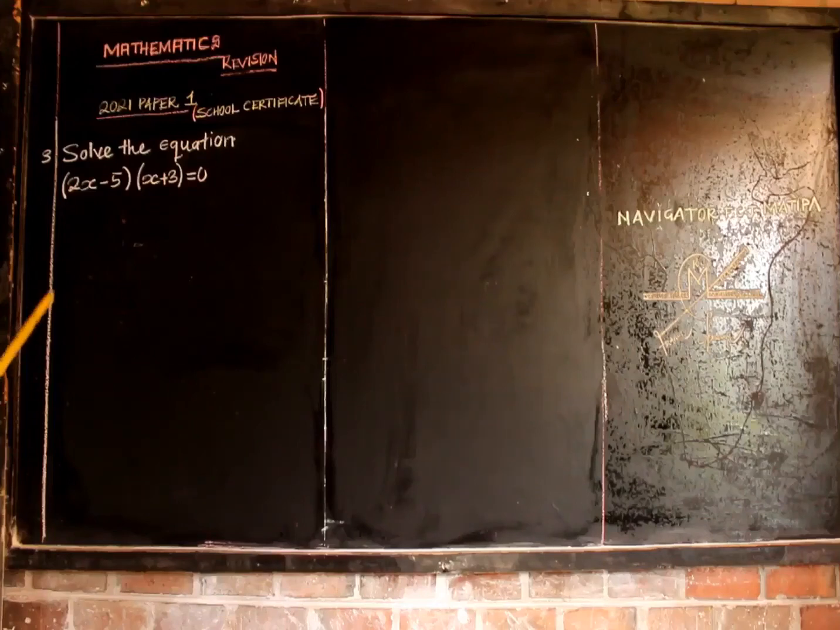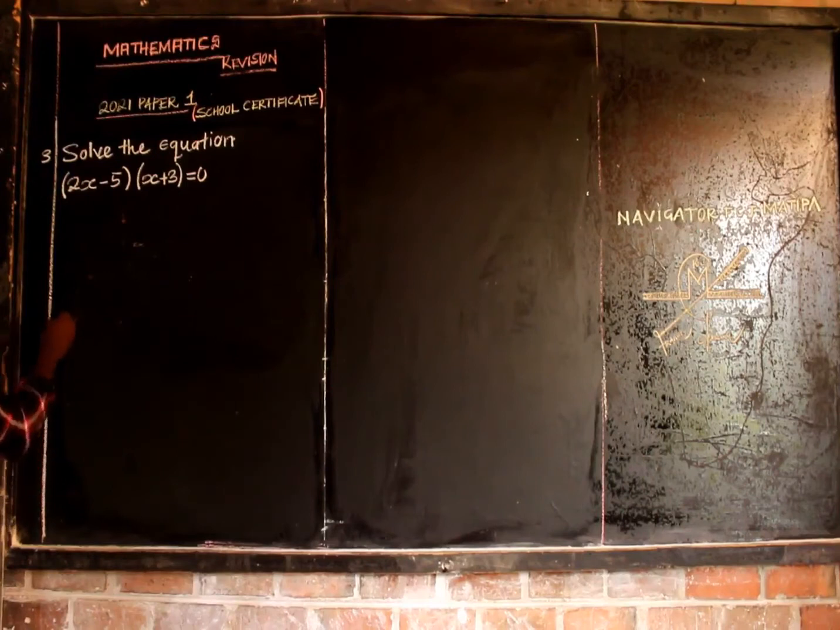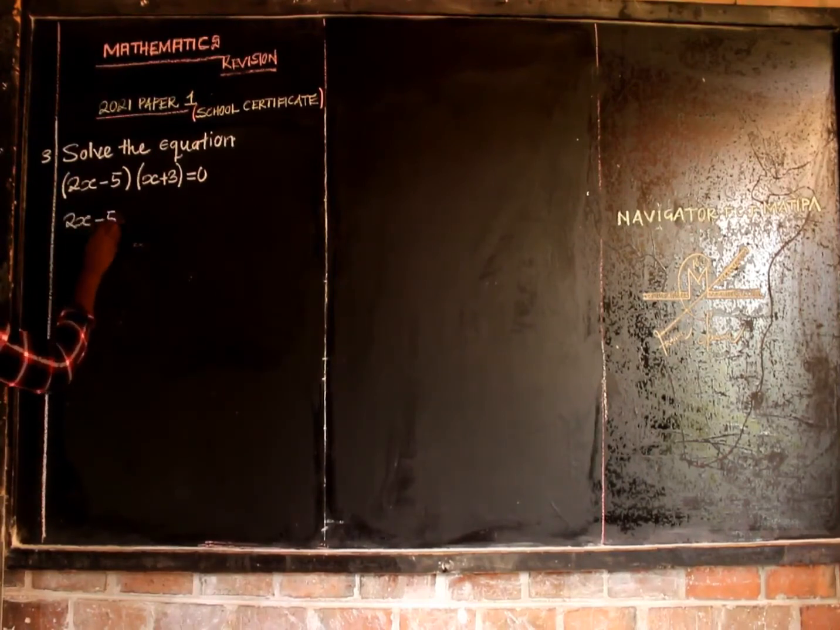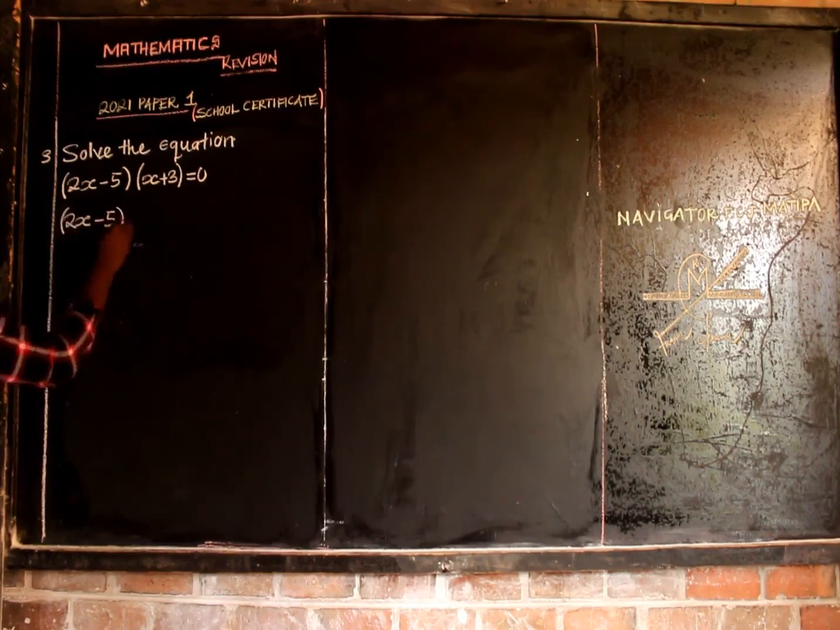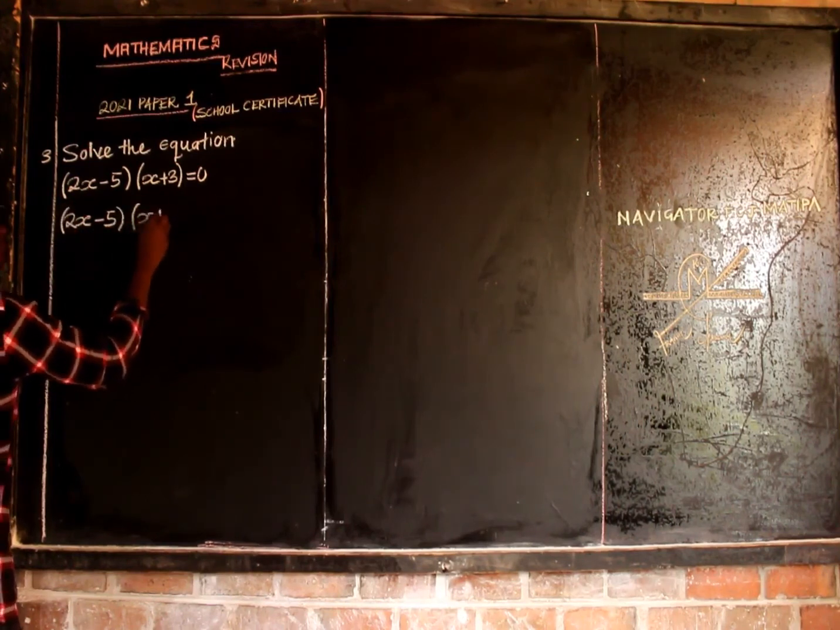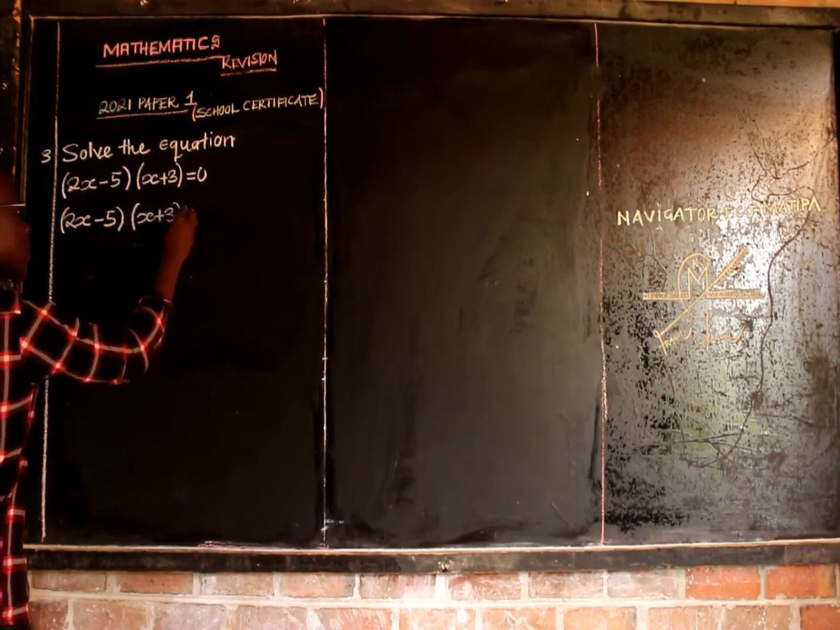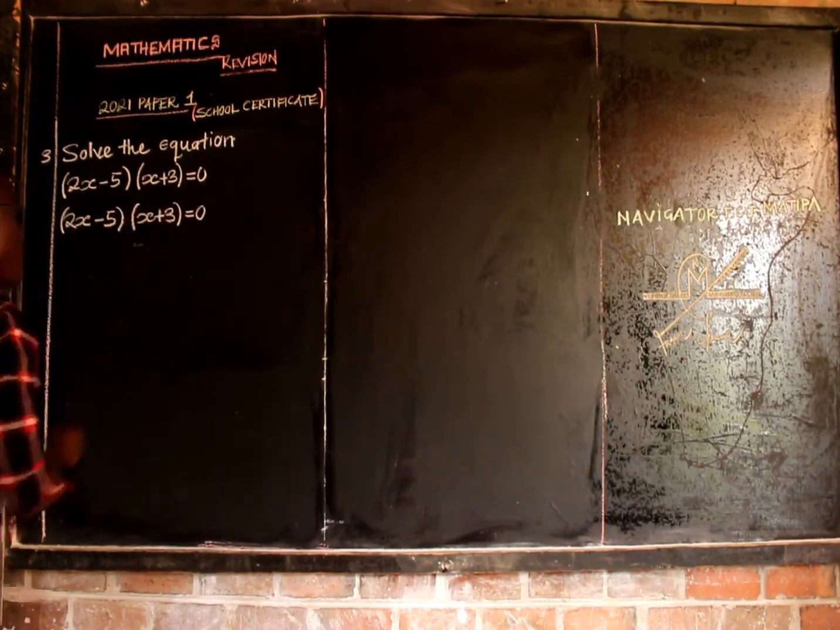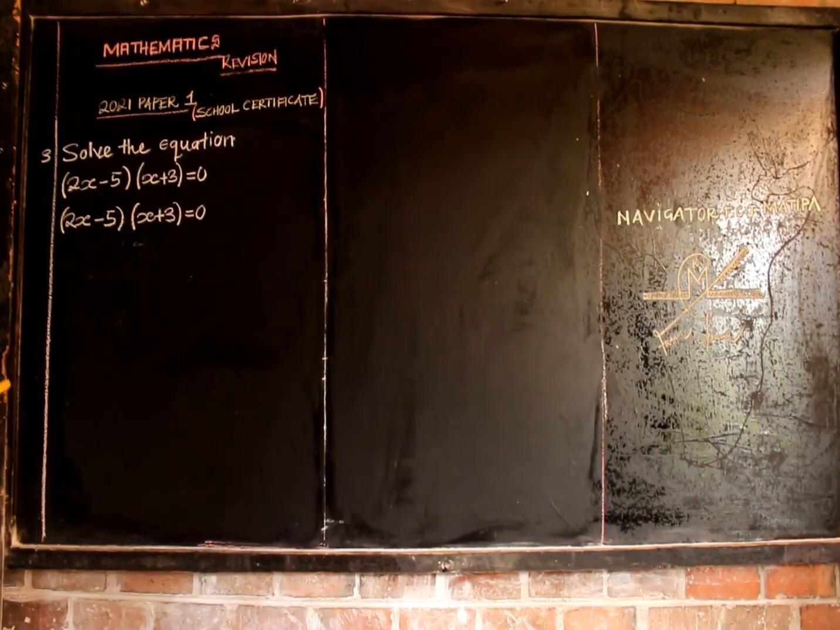Number 3, it's saying solve the equation. We have been given this equation given by 2x minus 5 in brackets, then we have x plus 3 in brackets as well, is equal to 0. Okay? So we have been given this equation.